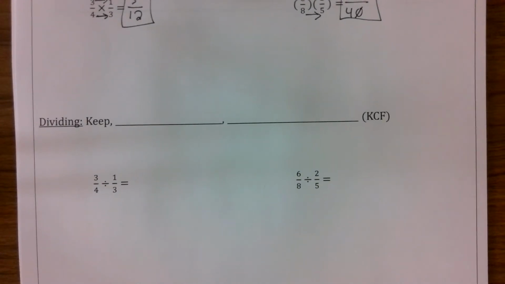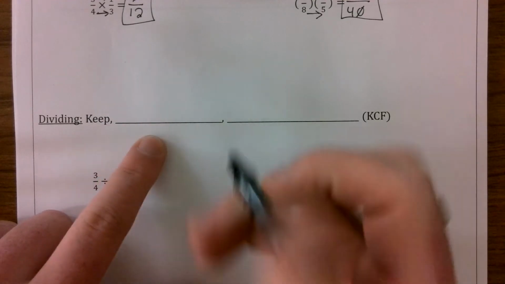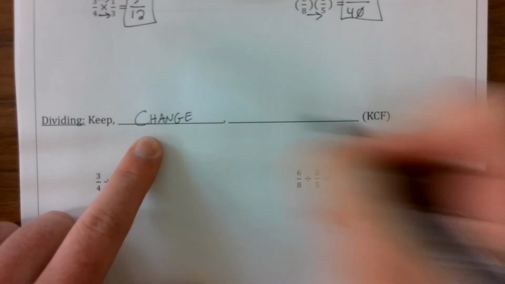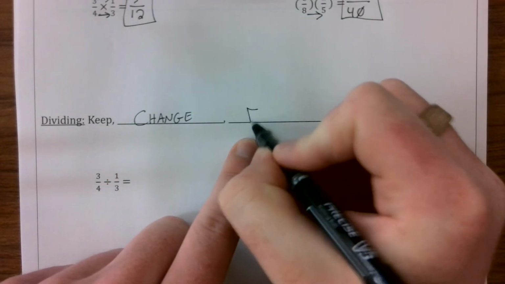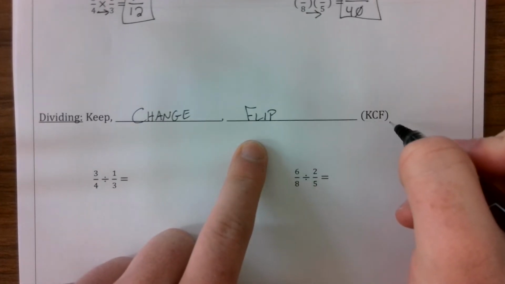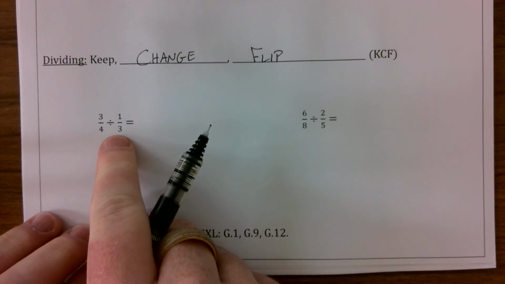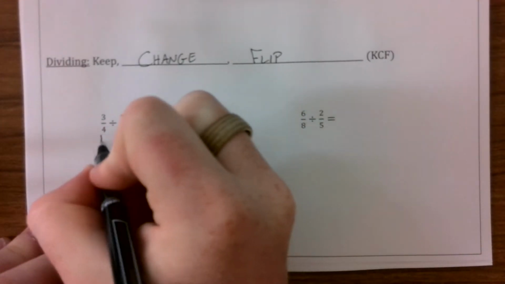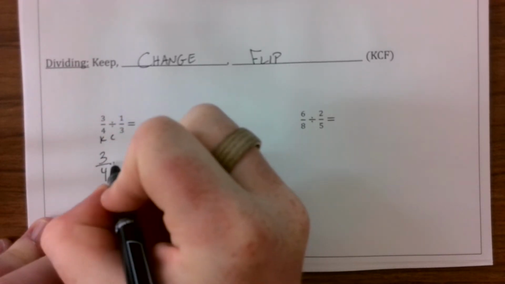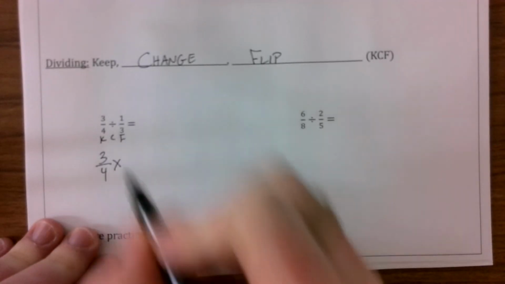Lastly, we have dividing. The rules for dividing are that we keep the first number the same. We change the operation to multiplication. And to do that, we have to flip the last fraction. Keep, change, flip, or KCF. So let's do it. We have 3/4 divided by 1/3. We are going to keep 3/4 the same. We're going to change division to multiplication. And then we are going to flip.